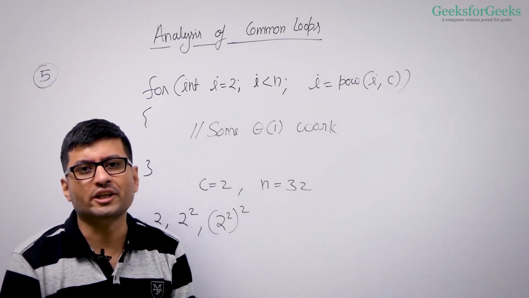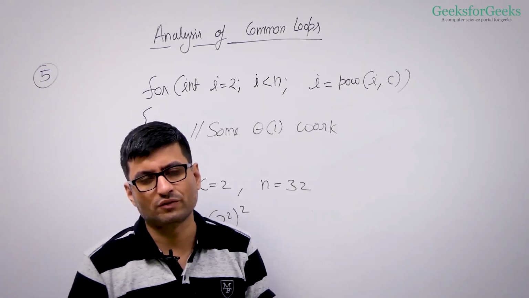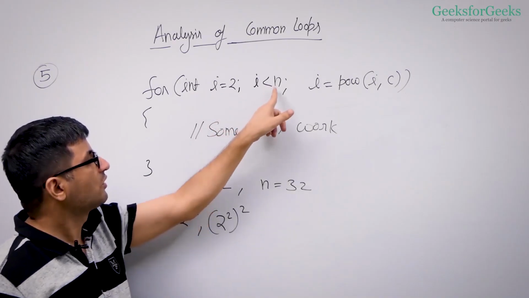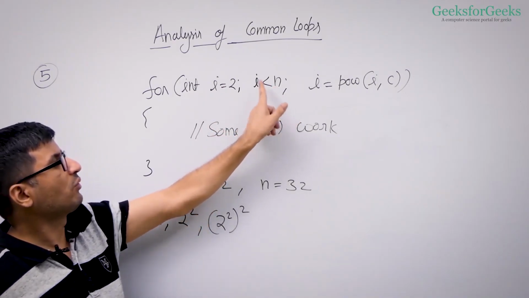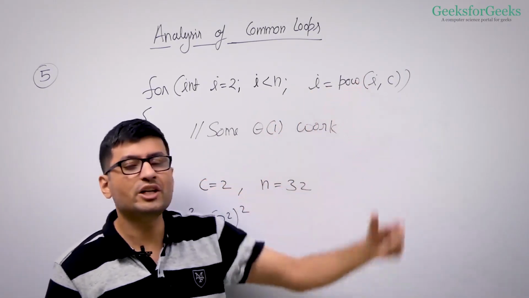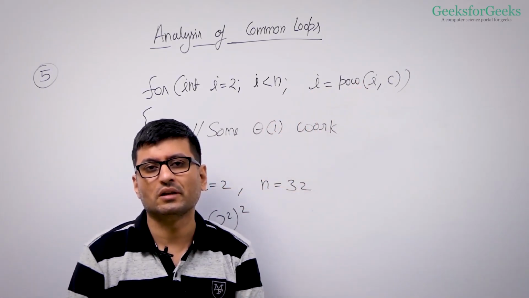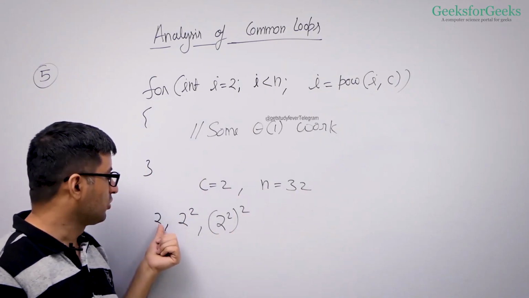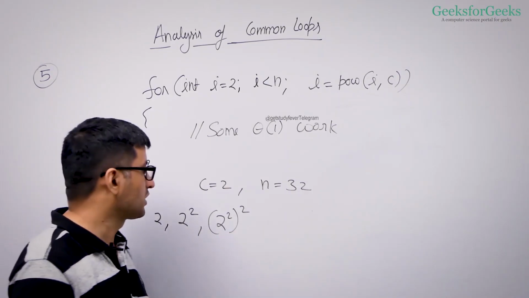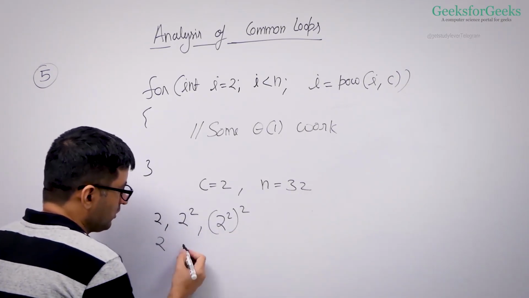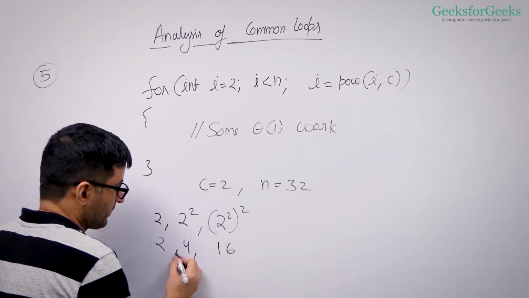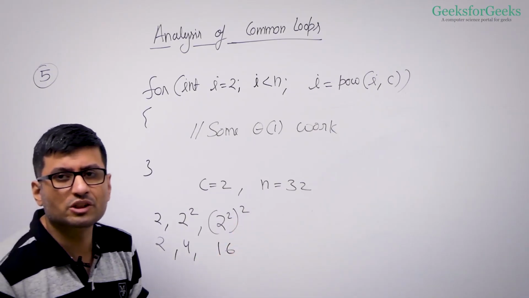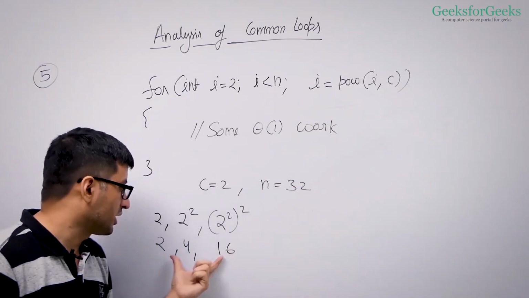Let us take a look at this next loop. This is the most complex of all. We have a loop which runs for i equal to 2, while i is smaller than n, and does i equal to i raised to the power c. So if c is 2 and n is 32, it's going to run for 2, 2 square, 2 square square, which means it's going to run for 2, 4 and 16. Now if you do 16 square again, it's going to become 256, which is greater than 32. So it runs 3 times.